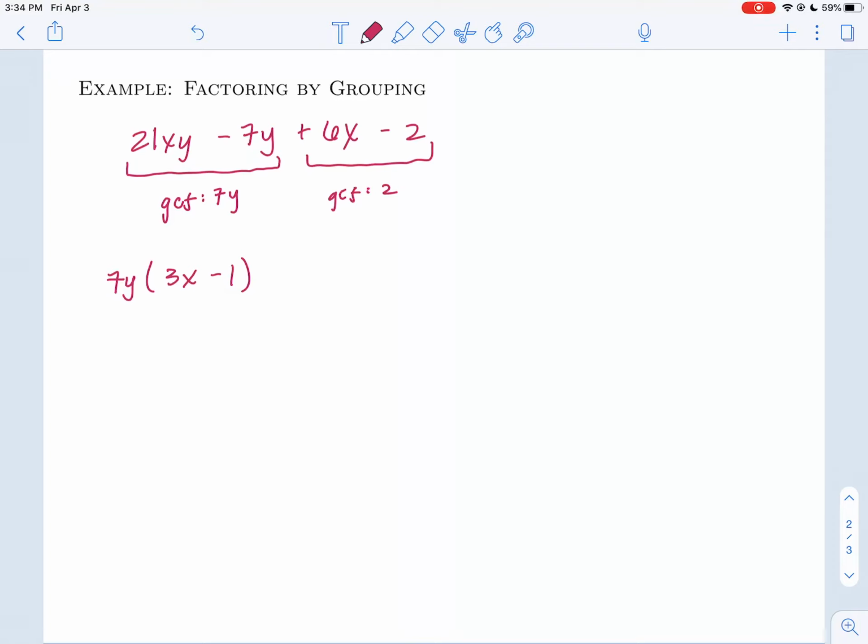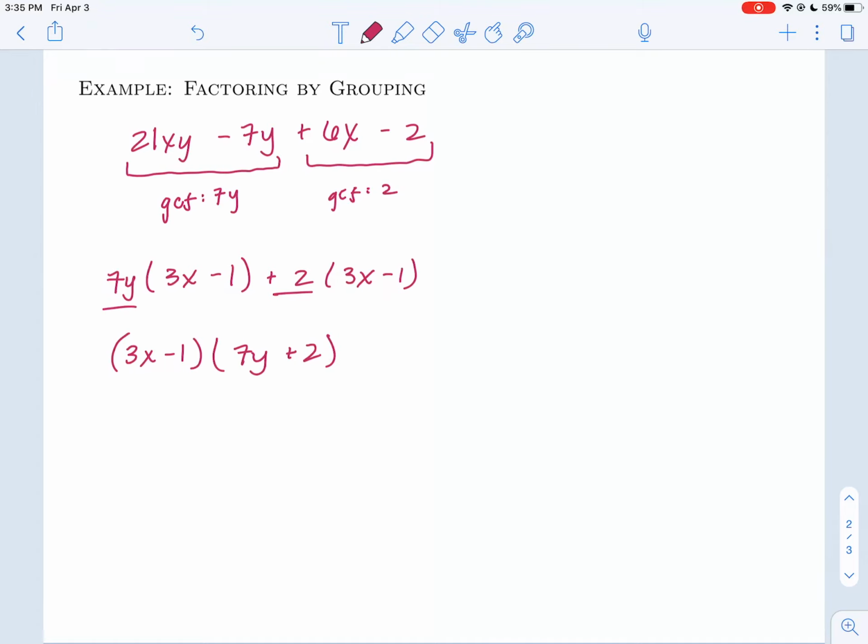And I'm going to do the same exact thing with the next 2 terms. So I'll pull out that 2. What that's going to leave me with is, again, 3x minus 1. And that's super nifty, right? I've got this 3x minus 1 in both of the terms that I have remaining. So I can actually pull that 3x minus 1 out of both of those terms. The same way I was able to pull the 7y out of 21xy and -7y, I can actually just pull the entirety of 3x minus 1 out of both of these. So if I take the 3x minus 1 out front, what am I left with? Well, from this first term, I'm just left with a 7y. From that second term, I'm just left with that plus 2.